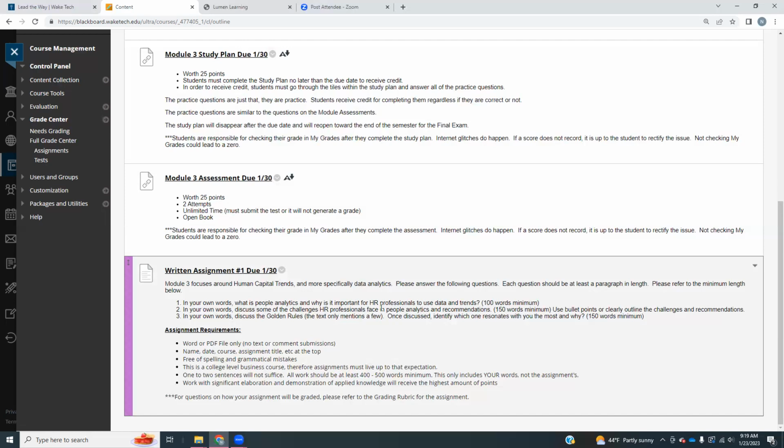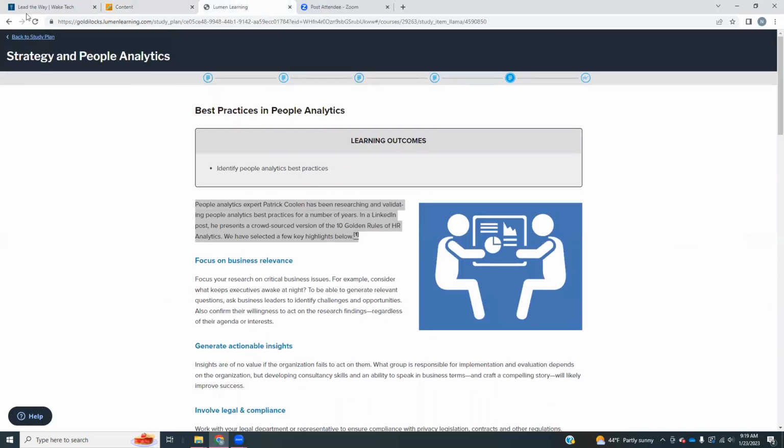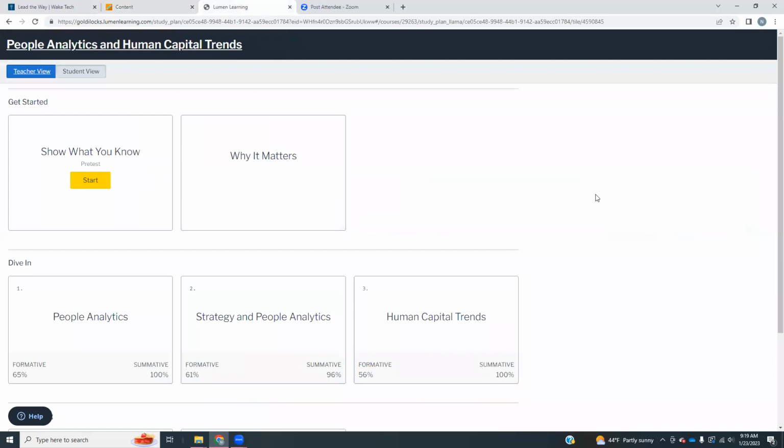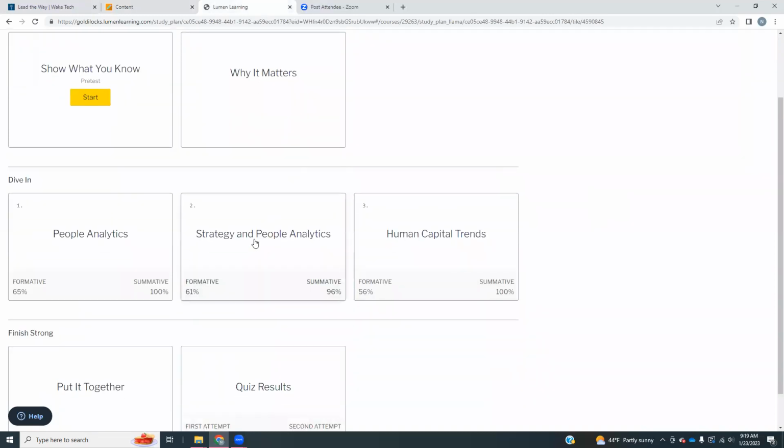Sorry. All right. The last question, discuss the golden rules. I'm not talking about the golden rules, treat others as you would want to be treated. I'm not talking about those. I'm actually talking about the ones in the study plan. So let's go ahead and take a look as to where you can find this information.